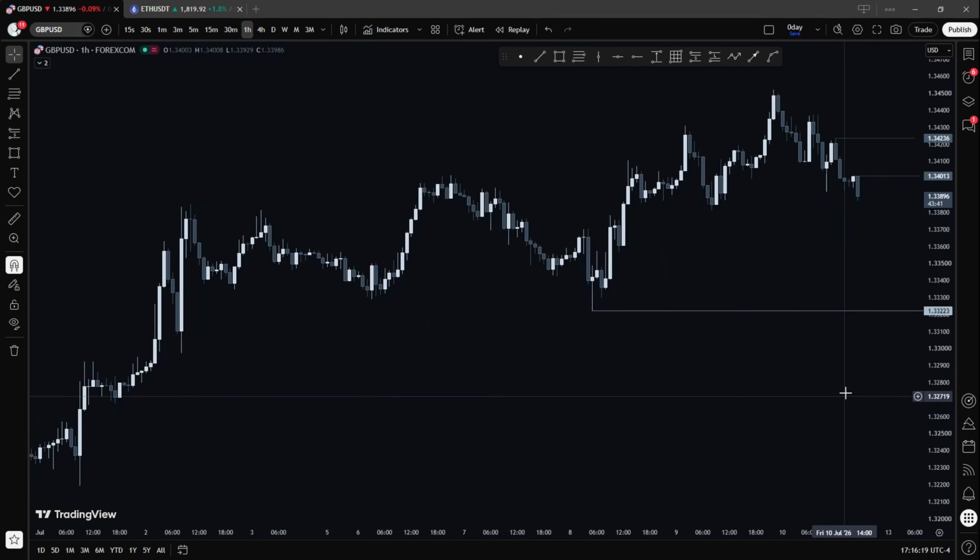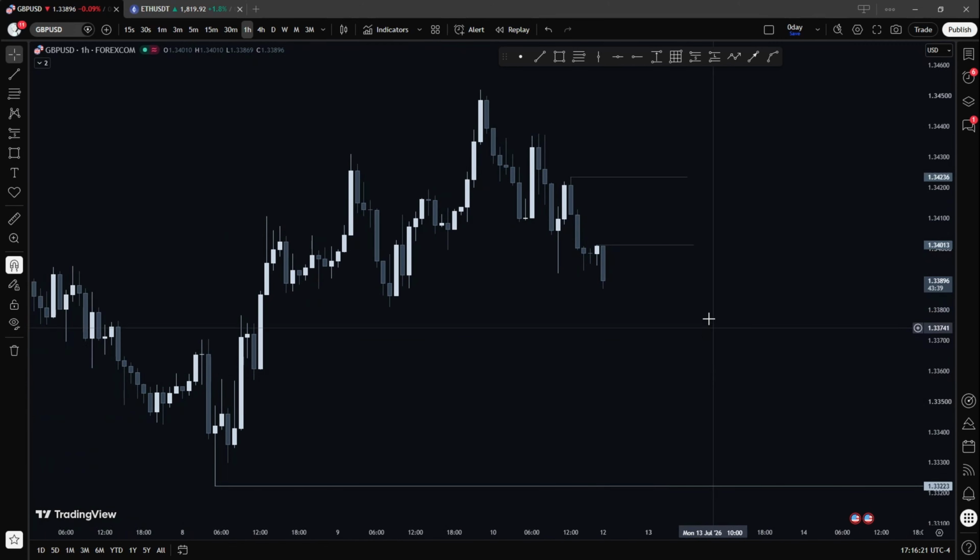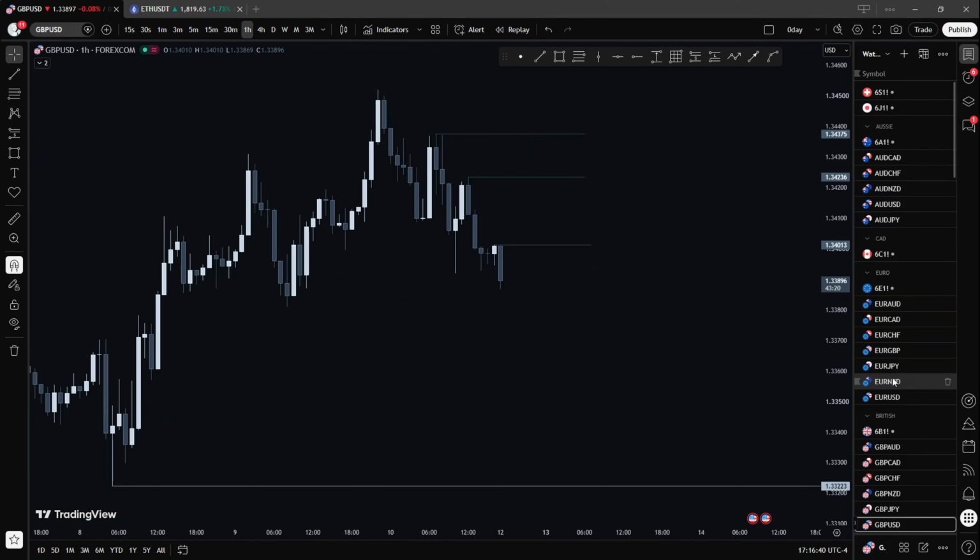So I know when you zoom out, it's not really that visible, but I'm watching that swing high. I'm watching this one as well, and I'm also watching these ones up here. The reason I'm watching them is not necessarily for a liquidity sweep, but I'm looking to see if we could get some sort of SMT with euro dollar.